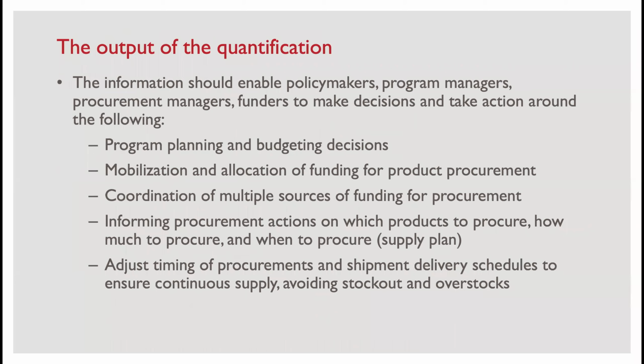As a reminder, the outputs of the quantification, specifically the total requirements and the cost and the supply plan, are used to inform decisions and to take actions as listed here. So take a moment and read this slide. We have obviously program planning and budgeting decisions, mobilization and allocation of funding for procurement, coordination of multiple sources of funding. Oftentimes we do have multiple sources of funding. Those will have to be coordinated to ensure we can cover the total commodity costs.